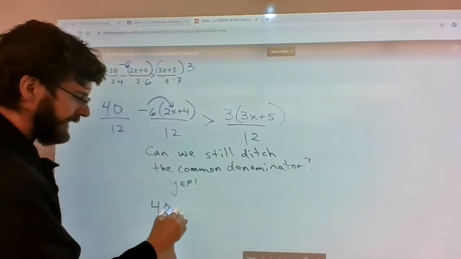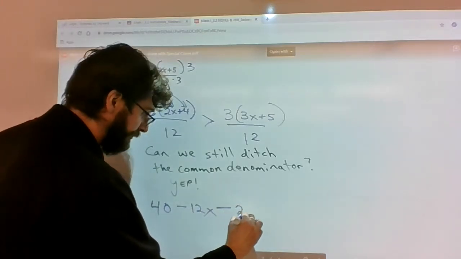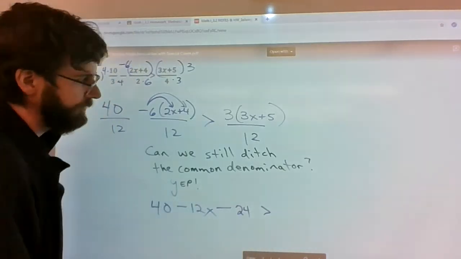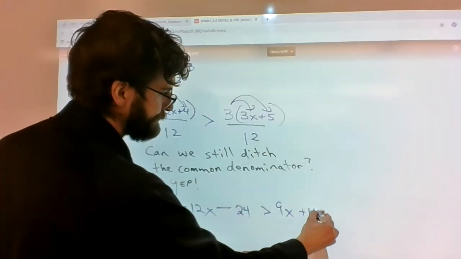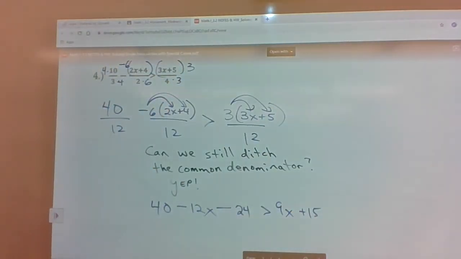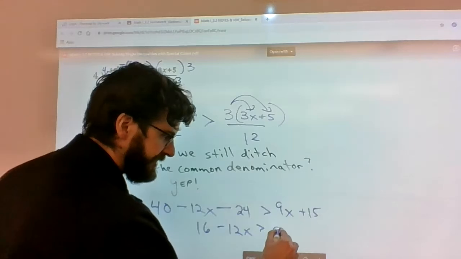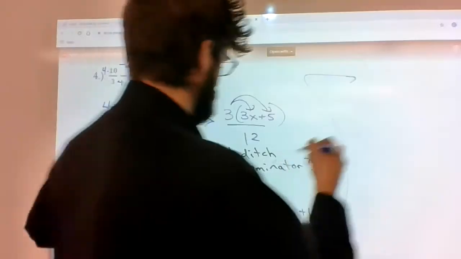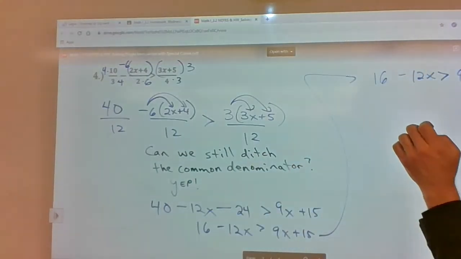Negative 6 times 2x is negative 12x. Negative 6 times 4 is negative 24. Still greater than, because we multiplied both sides by 12, not negative 12. Greater than 9x plus 15. All right, 40 minus 24 is a positive 16. Everything else remains the same. I'm running out of ink in all my markers here. All right, so 16 minus 12x, we are so close to being finished here.